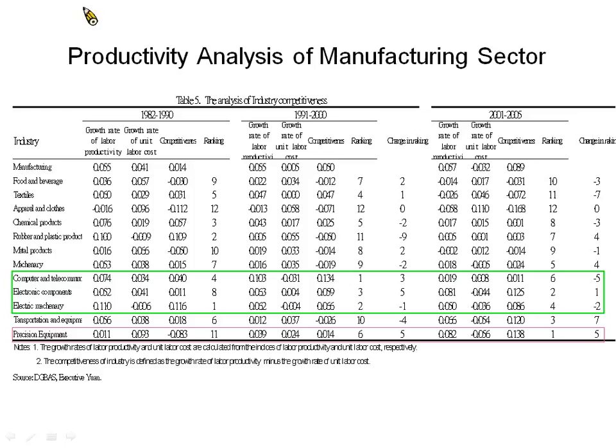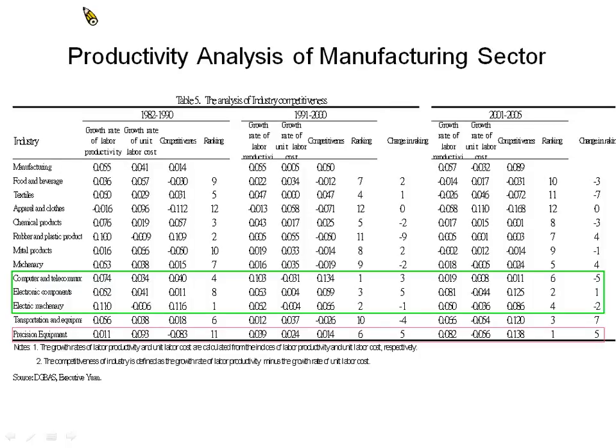So I use a simple calculation for the change in productivity by looking at two periods. One is before, in the 80s, and one is in the 90s, and one is after year 2000. Okay, and here is the growth rate of labor productivity. The first column is the growth rate of labor productivity, and the second one is the growth rate of unit labor cost.